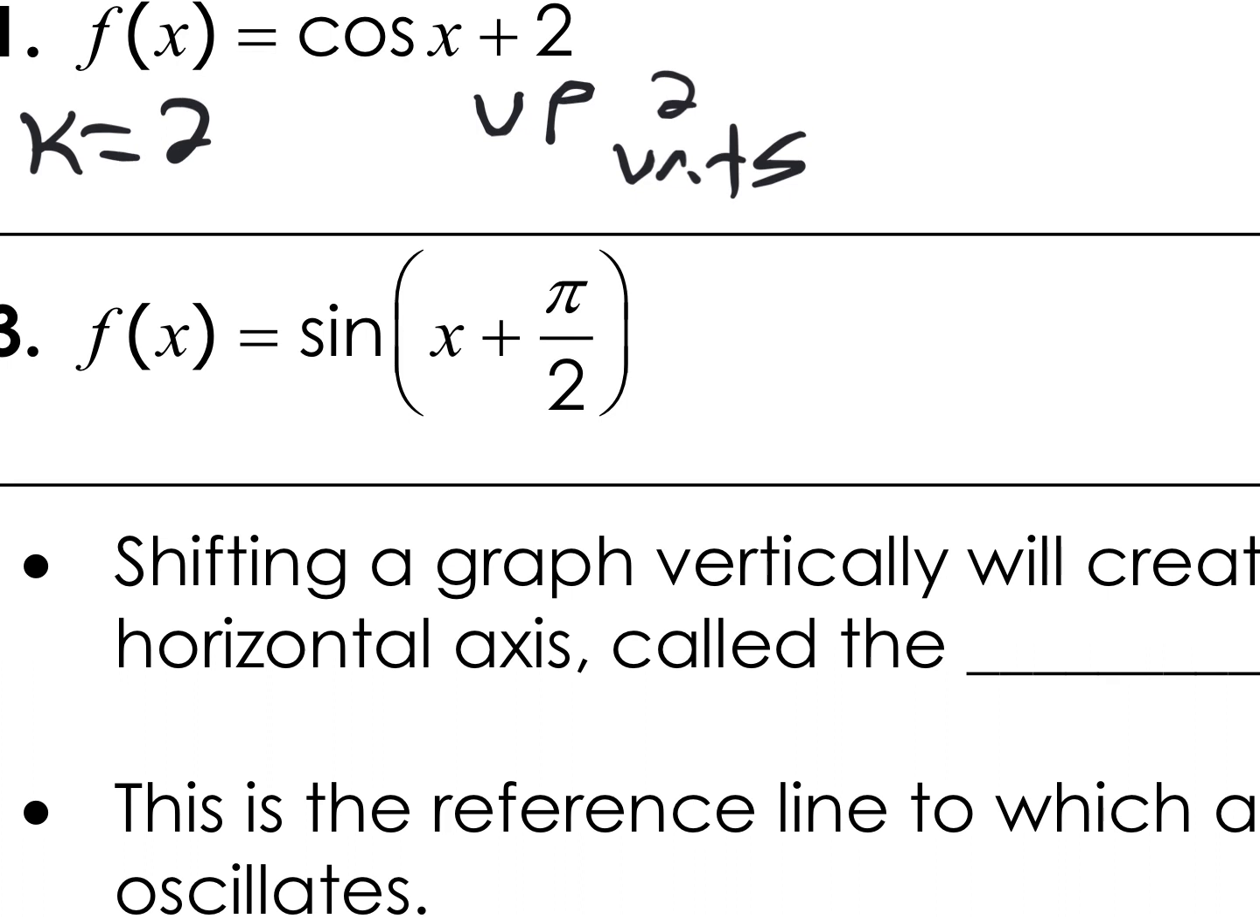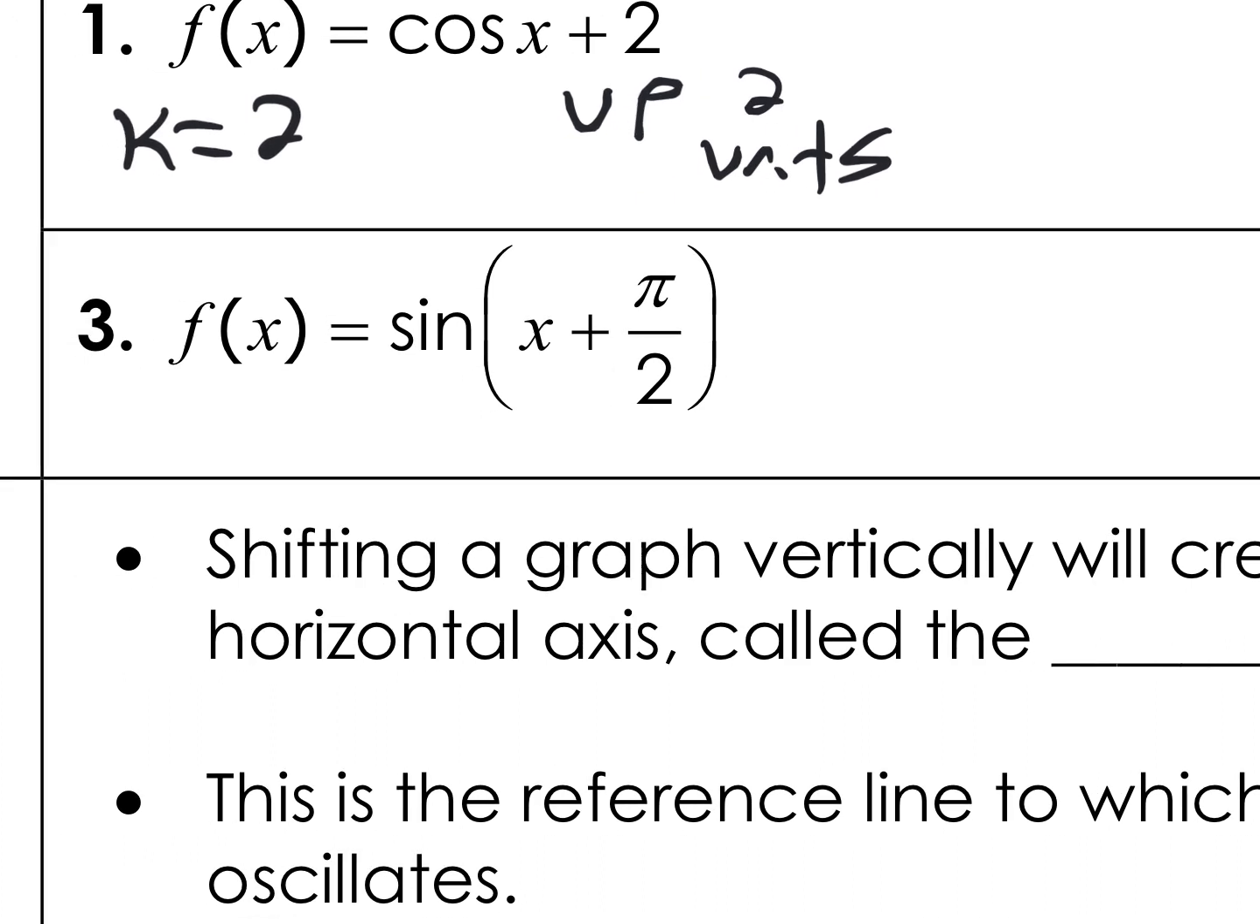Now, what's happening here? What is h? Is it positive or negative? H is a negative pi over 2. It's built in. Remember? A negative. Punch it in.